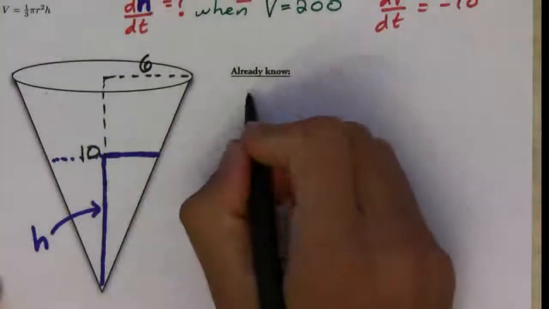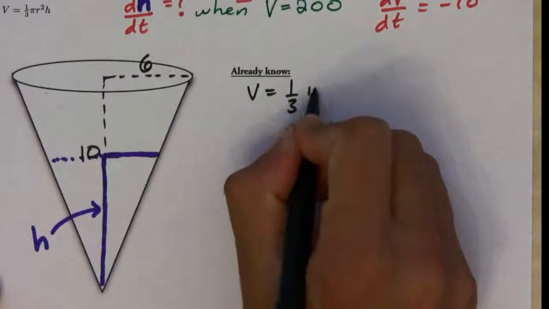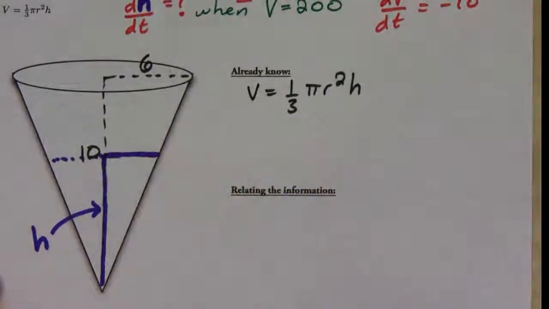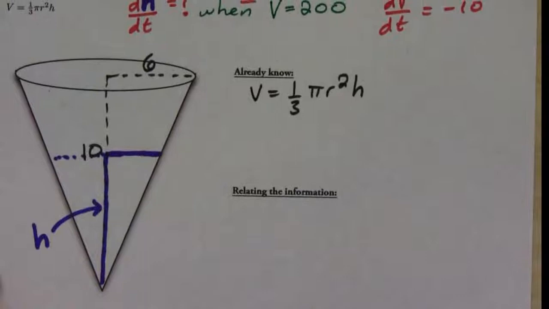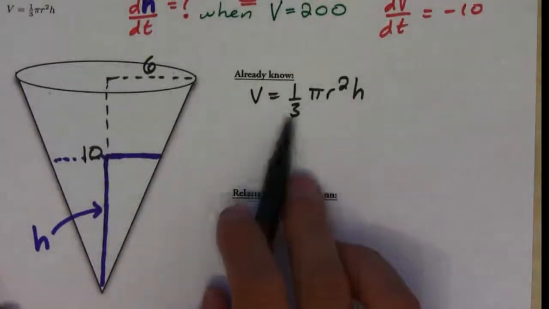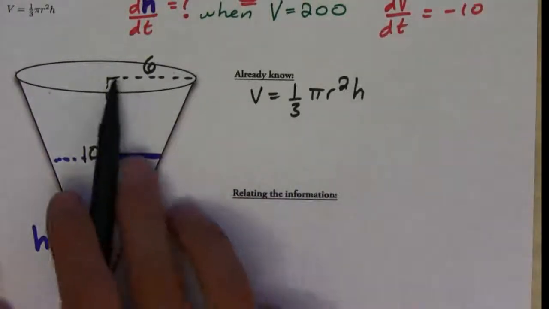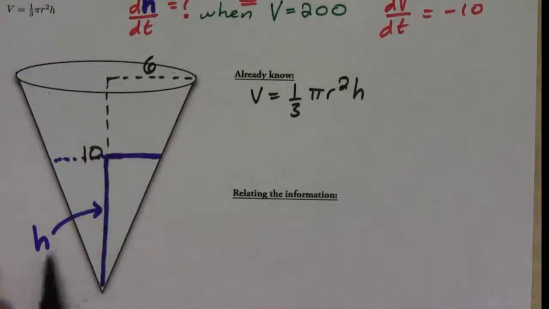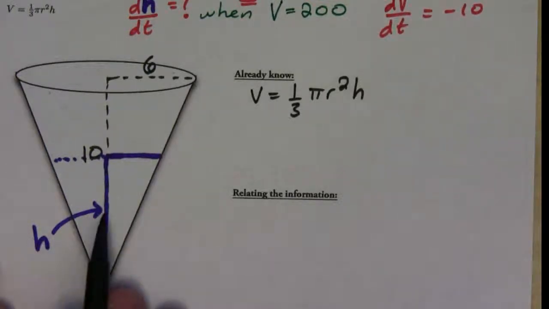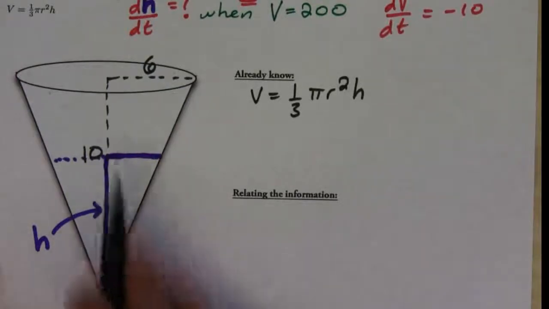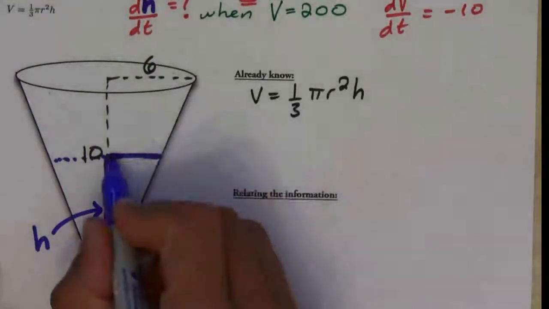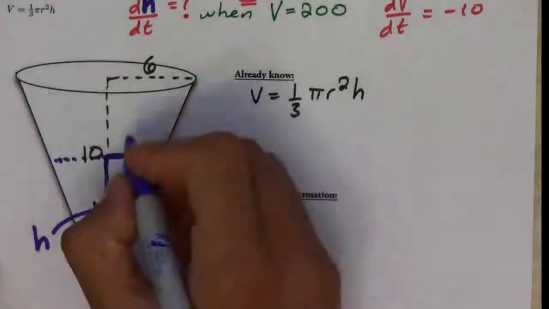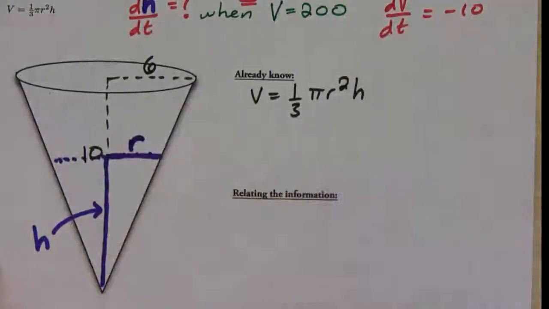V equals 1/3 pi r squared h. Okay, now here I have a little bit of a problem. You see, I know that the radius of the cone is 6, and I know the height of the water level is represented by h, but I don't know what it is. And notice that here I have another little mini cone with another little radius down here, but I don't know this either.